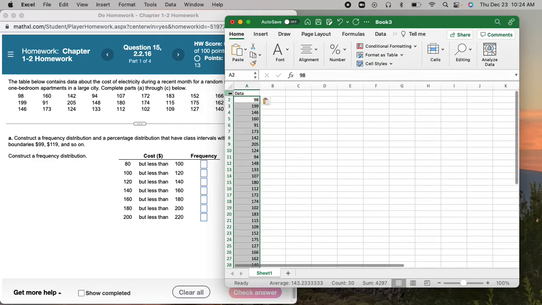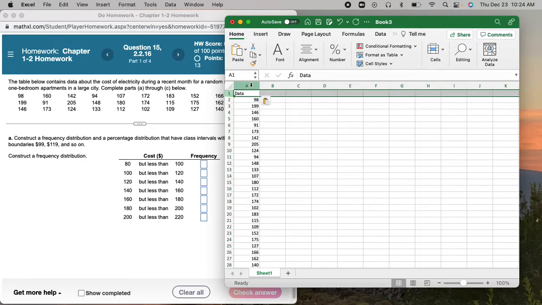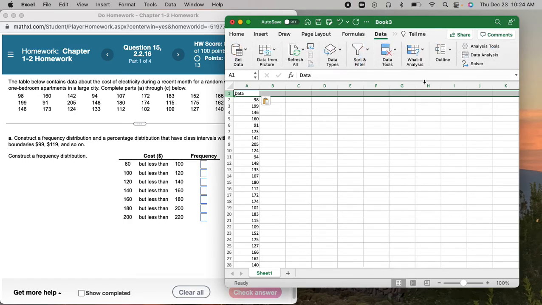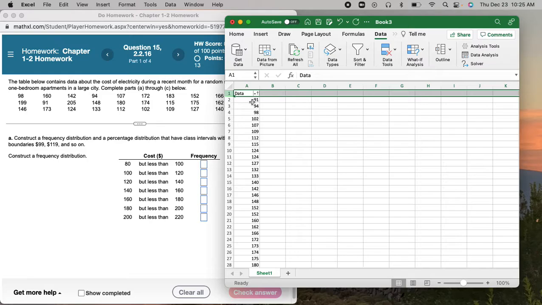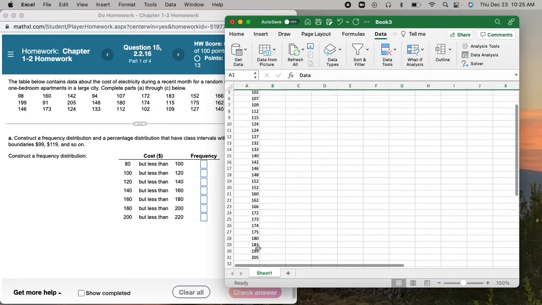Now that I do have my data, I'm going to click on the cell where it says data, and I'm going to go to the Data tab, and now I need to filter this data. Where it says sort and filter, I click in here and I want to filter it. And now I can sort it, and I want to sort it ascending going down. All right, now I have my data sorted from lowest to highest.